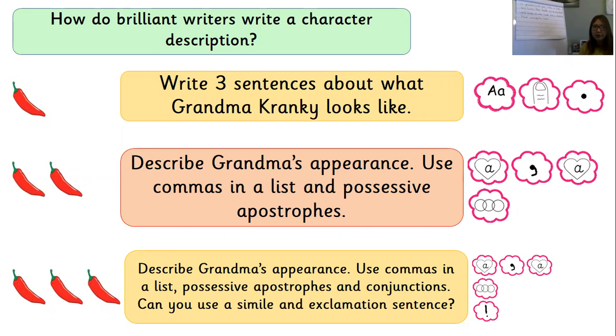If you fancy doing the 2 chili challenge, I would like you to describe Grandma's appearance. Can you use commas in the list and possessive apostrophes? If you could use some conjunctions as well, I would be super proud. And for our 3 chili challenge, I would like you to describe Grandma's appearance, use commas in the list, possessive apostrophes, and conjunctions. And for a super duper challenge, can you use a simile and an exclamation sentence as well?